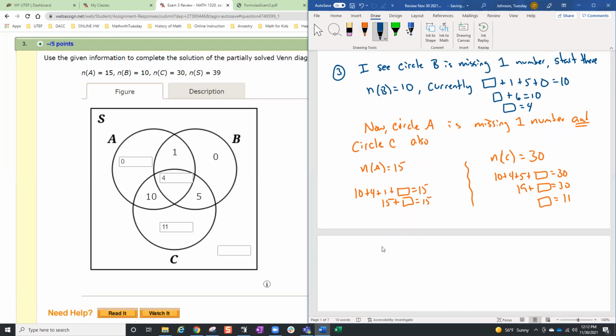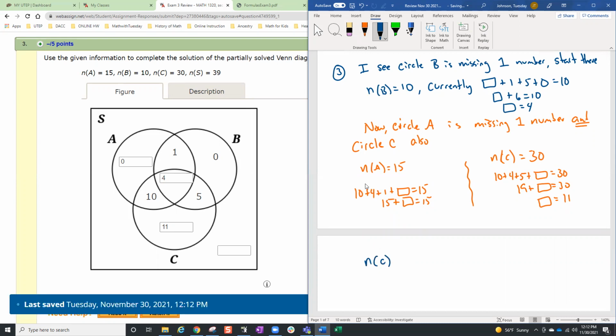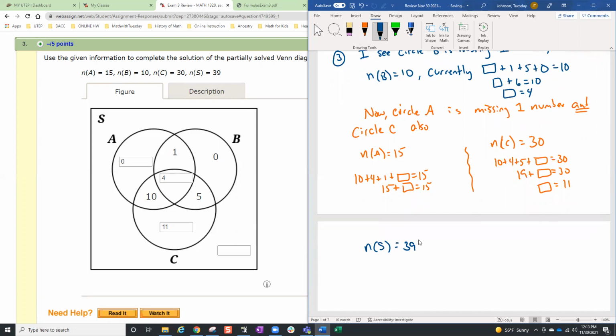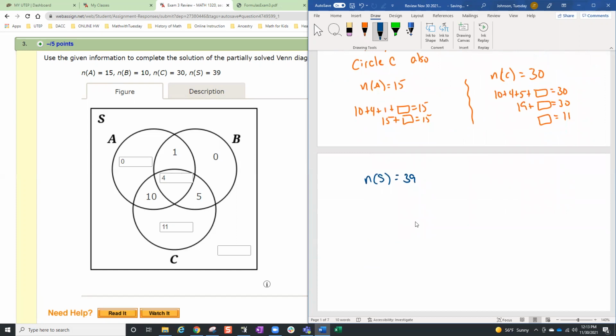So I ask myself, well, okay, the number in C, nope, the number in the sample space is 39. So I'm going to add up all the other numbers, and I just kind of work my way box by box and fill in as I can. And I always start with what's missing 1, okay, what's next? What's missing 1, okay, take the next one. So currently I have 0, 1, and 0 across the top, 10, 4, and 5, and 11. And there's a box on the outside, and this whole thing has to add up to 39. Now we know that this is 9.